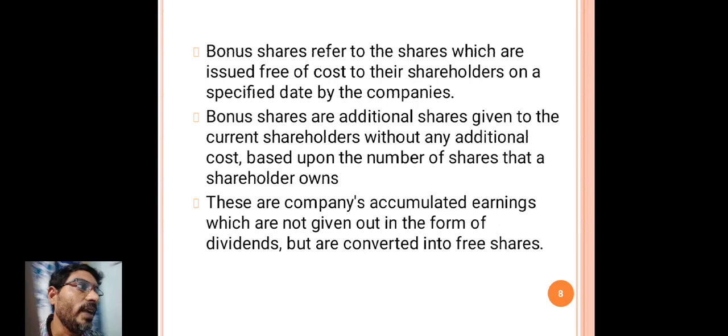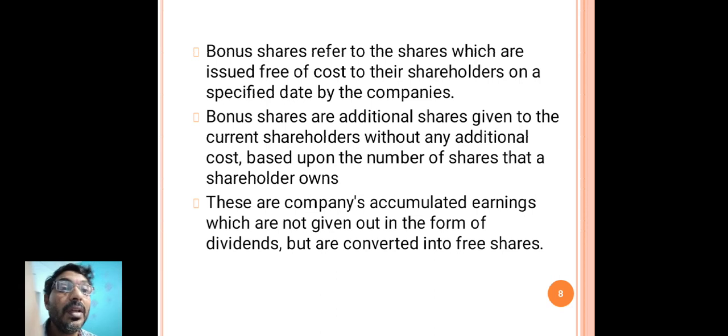And in the case of right shares, that is the leftover shares or forfeited shares, that kind of shares, the company will reissue or allot to the existing shareholders at a discount price. That share is called a right share. And bonus shares are free of cost shares. They will be given free of cost to the existing shareholders.